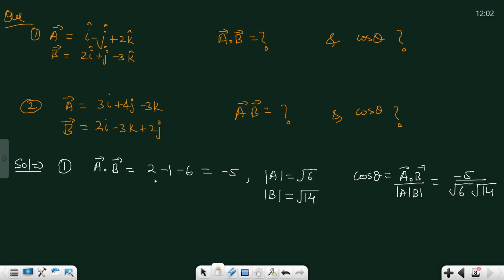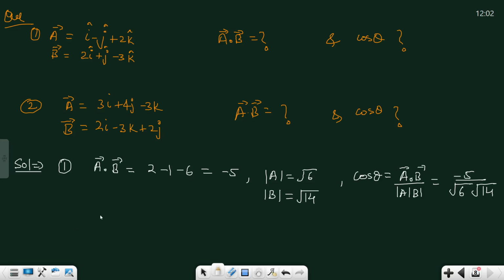Is there any doubt with the solution of this dot product and angle? Any doubt? How can a scalar quantity be negative? It can be negative, it can be positive, we are not taking the mod. This is a magnitude, it can be positive as well as negative. Clear?